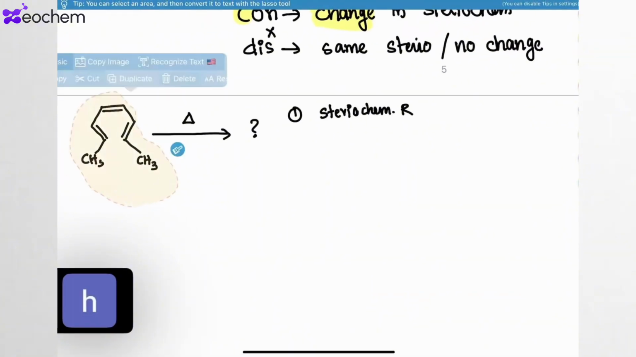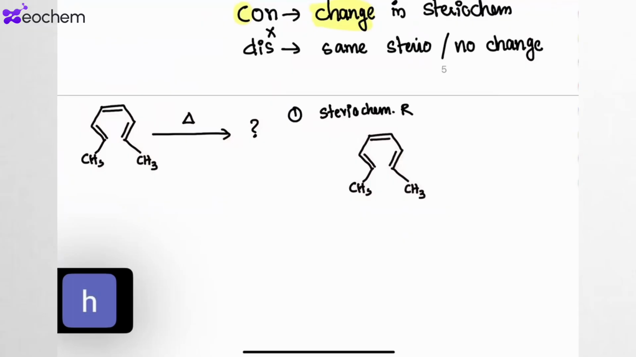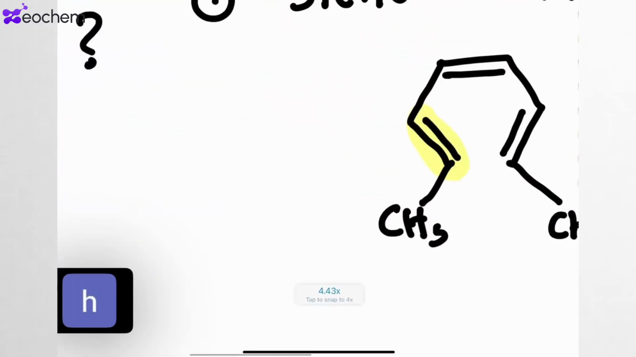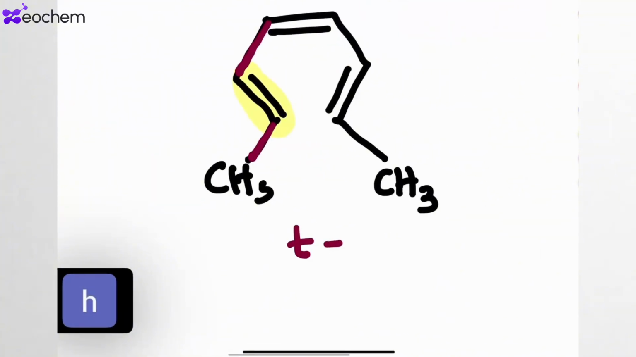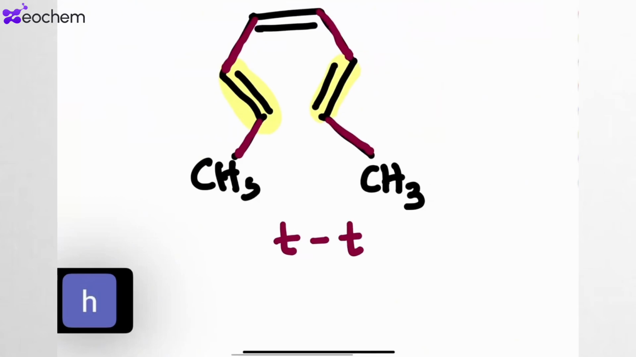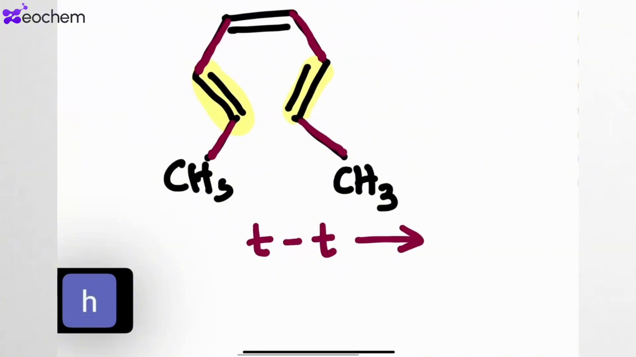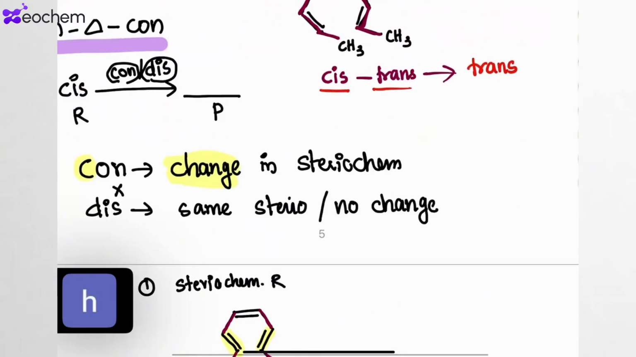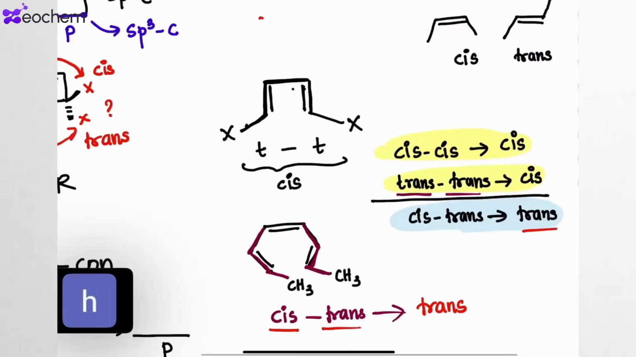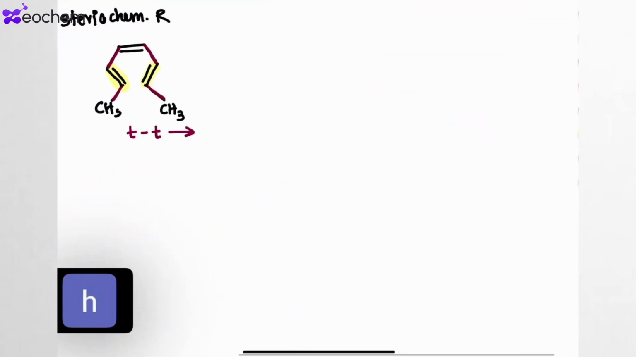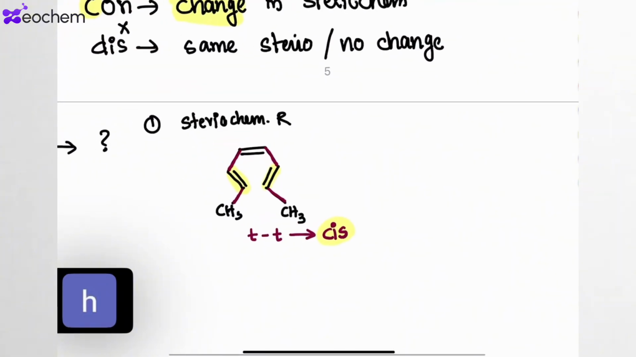We'll take the reactant molecule. First, we'll look at one bond, this bond, and we can see one bond is in this direction, the other bond is in this direction. So it is trans. Now look at the second bond. Here, one bond is in this direction, the other bond is also in the opposite direction. So it is also trans. So both trans coming means what? If both trans are coming, that means the overall stereochemistry is cis. So now we got the overall stereochemistry of the reactant.